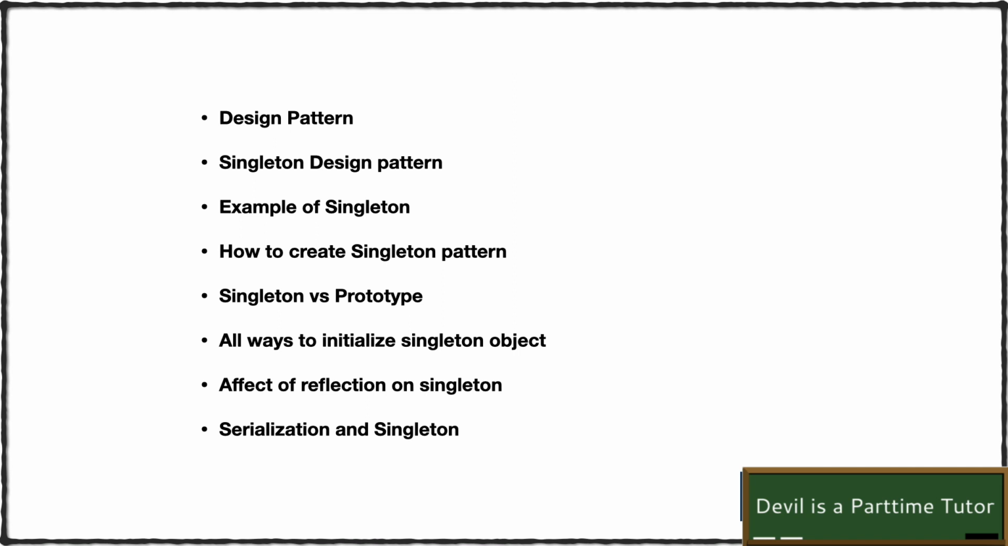example, and how it is different from prototype design pattern. After that, we'll see all the ways to instantiate a singleton object and the effect of reflection and serialization on a singleton. Lastly, we'll see how to overcome these scenarios.